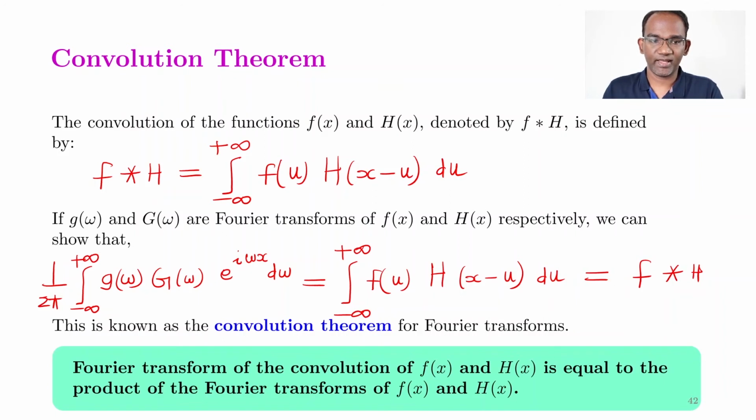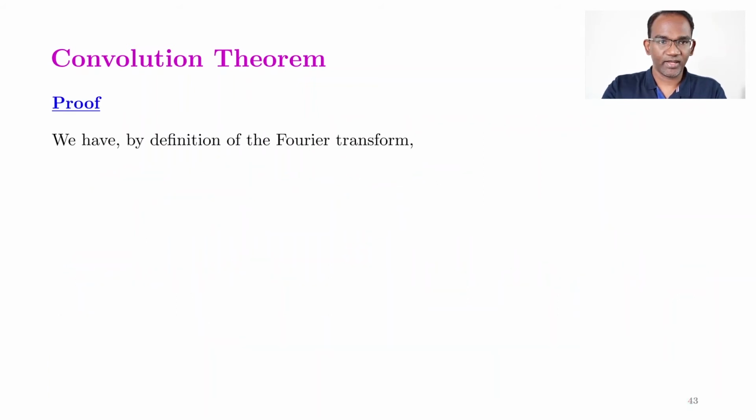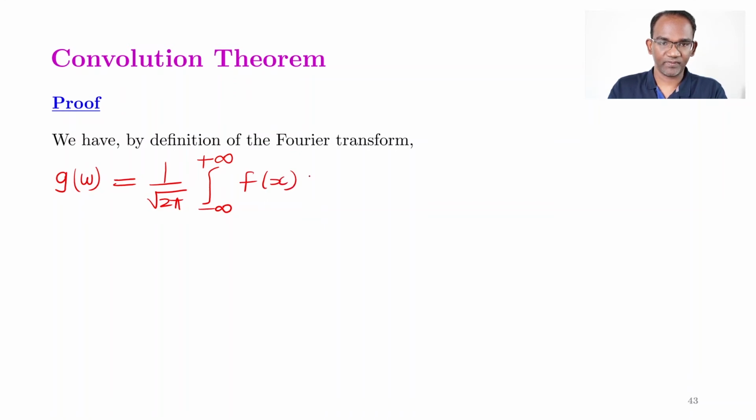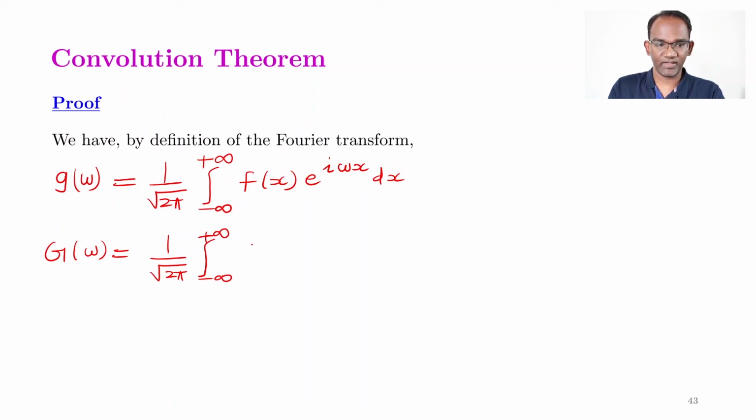The convolution theorem states that the Fourier transform of the convolution of f(x) and h(x) is equal to the product of the Fourier transforms of f(x) and h(x). Let us try to prove this. By definition of the Fourier transform, g(ω) is given by 1 by square root of 2π, integral from minus infinity to plus infinity f(x) e^{iωx} dx, and capital G(ω), by definition, is 1 by square root of 2π, integral from minus infinity to plus infinity h(x′) e^{iωx′} dx′.